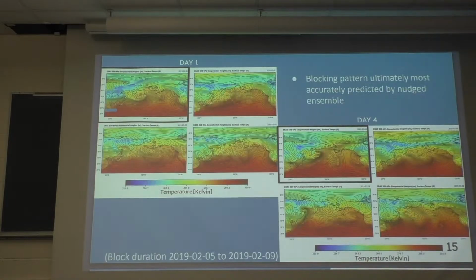So although the first day appears to have blocks in all of the ensembles, the blocking pattern overall seems most accurately predicted by the nudged ensemble, and it might be worth noting on this very first day here that there are these tight contours in the troughs, which are stronger, noted in the nudge data, which might have supported the duration of the block, holding down the ridge better throughout the duration.